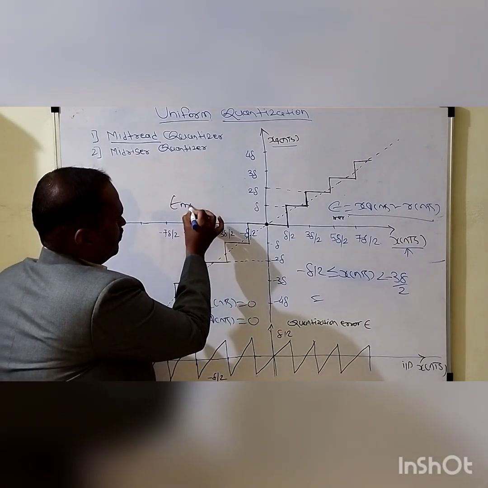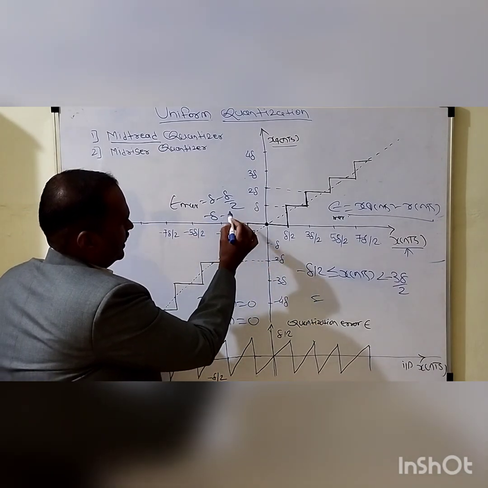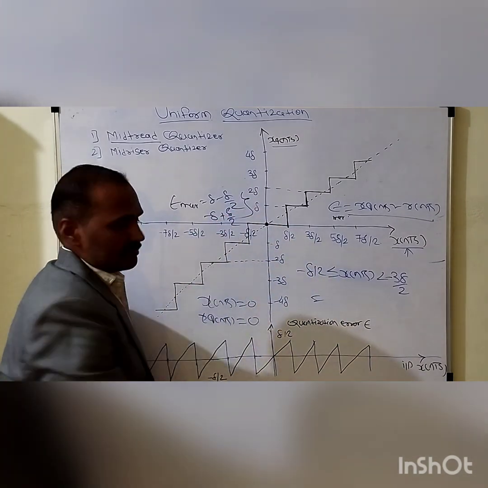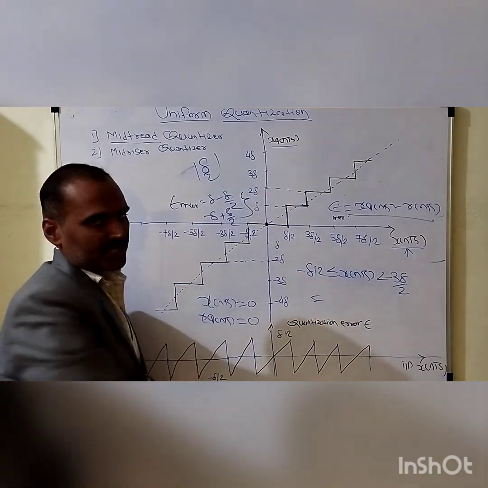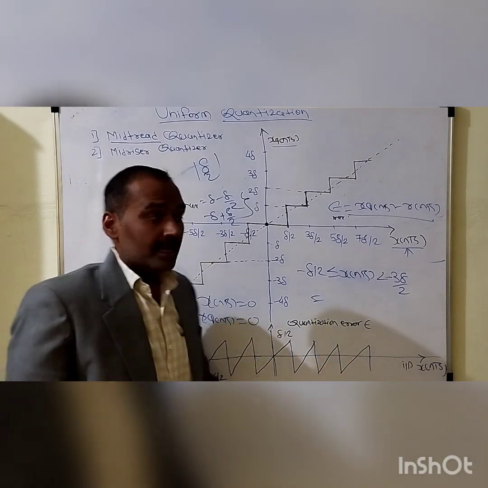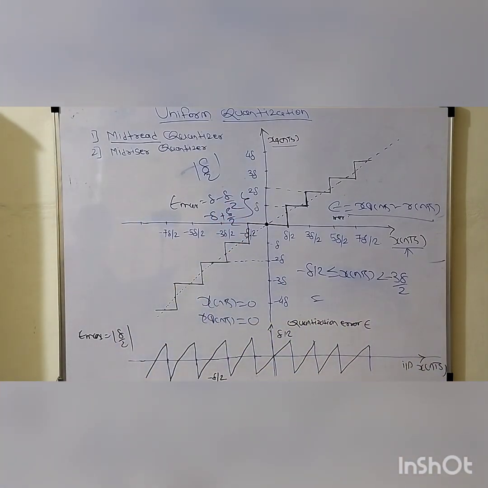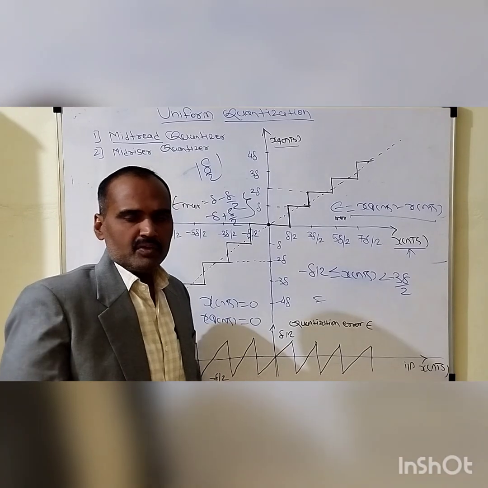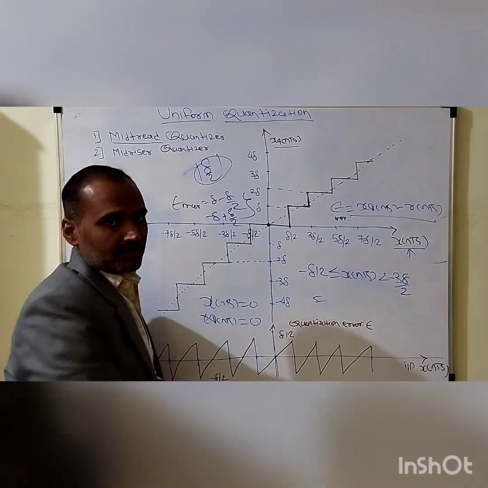So Emax equals delta minus delta by 2, or minus delta minus of minus delta by 2. In each case, the maximum value of this quantization error is mod of delta by 2. We are coming to the conclusion that for this mid-tread type of quantizer, from this discussion, the maximum value of the quantization error is mod of delta by 2.